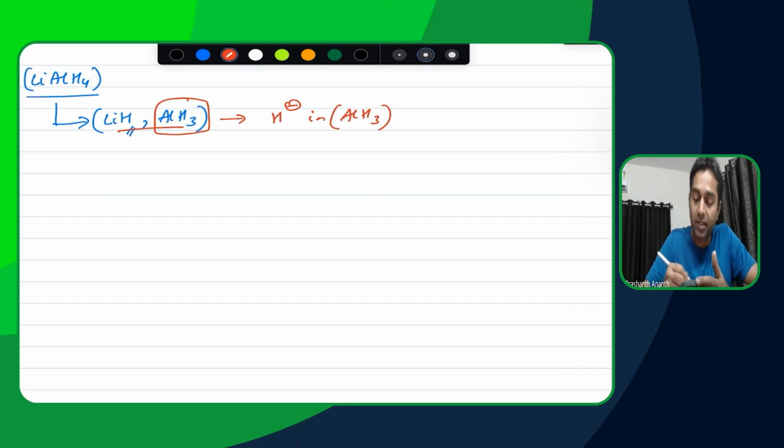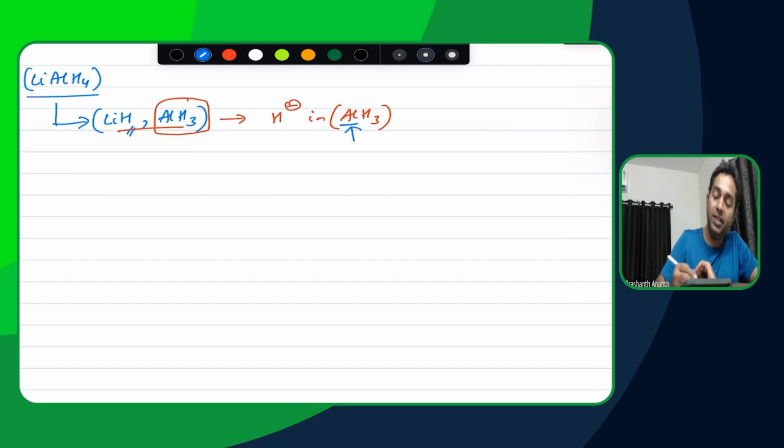Now, H minus in AlH3. AlH3 has its central atom, the aluminium, which has a coordinate covalent bond with the hydrogen in the form of the H minus ion. So the attractive force between the aluminium 3 plus ion and the H minus is what determines how strong this LiAlH4 is as a reducing agent.